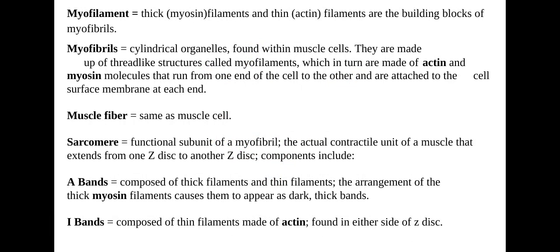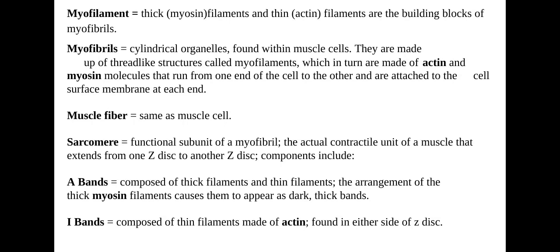All right, some more vocab words that we need. We need myofilament. That is going to be thick myosin filaments and thin actin filaments. That's what builds up individual muscle cells. We have myofibrils, which are these cylindrical organelles that are inside a muscle cell, and they're made up of those myofilaments, made of actin and myosin running from one end of the cell to the other. Again, muscle fiber is just the same thing as a muscle cell.